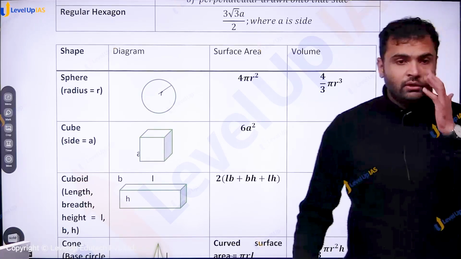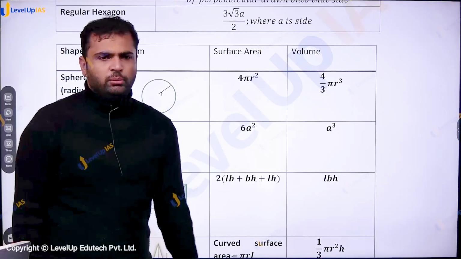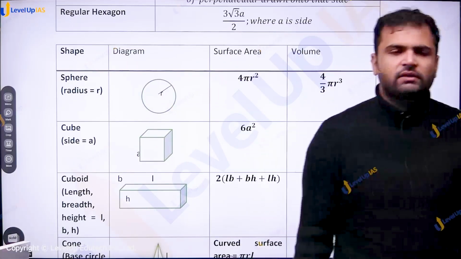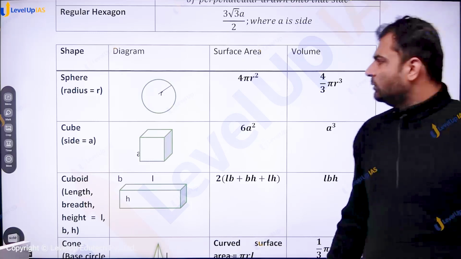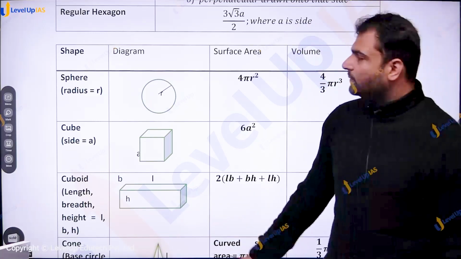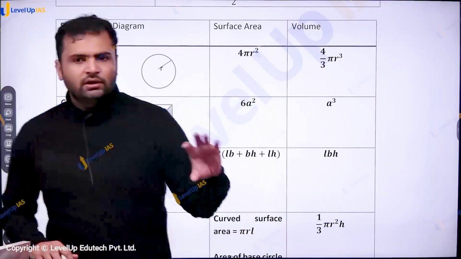Now we want to go for some 3D shapes, very popular 3D shapes. We should know their surface areas and volumes of at least few shapes. If you can remember, that will be good. If not, well, what can you do? First is sphere. Sphere, you know, cricket ball.